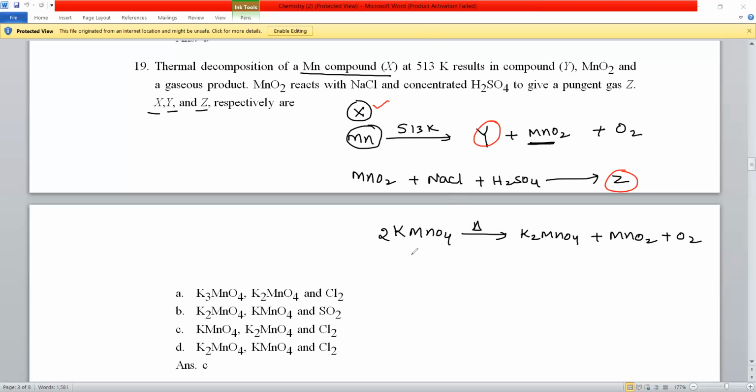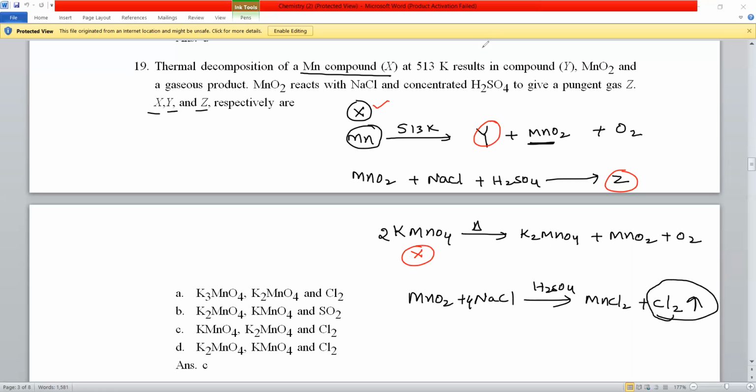Since X is this compound, we can find Y. Then MnO2 is treated with 4 moles of NaCl in acidic media. It will produce MnCl2 plus Cl2 gas, which is the pungent smell. This is compound Y, and this compound Z is Cl2, the pungent smelling chlorine gas. So one is potassium permanganate, another is potassium manganate, another is chlorine gas. Option C, check students, answer C is correct.